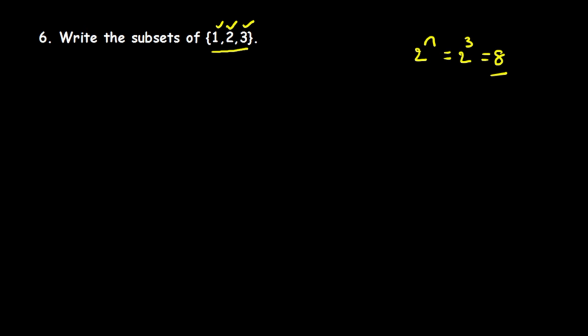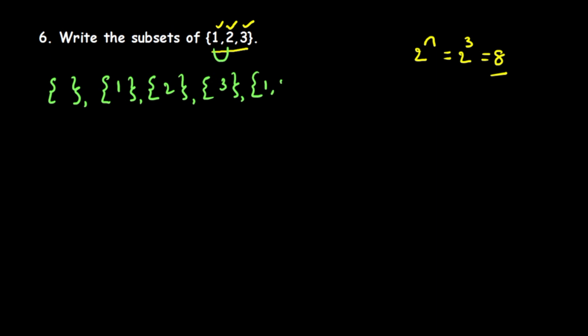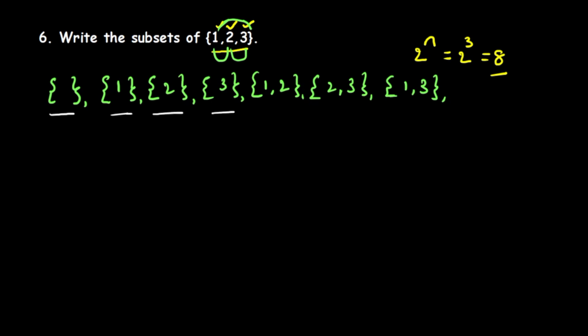First one is the null set, because null set is the subset of every set. Second one we write 1, the next one we write 2, and then 3. After this we write 1 comma 2, after this 2 comma 3, and after 2 comma 3 we write again 1 comma 3. Okay, you can check how many sets we have taken: 1, 2, 3, 4, 5, 6, 7.